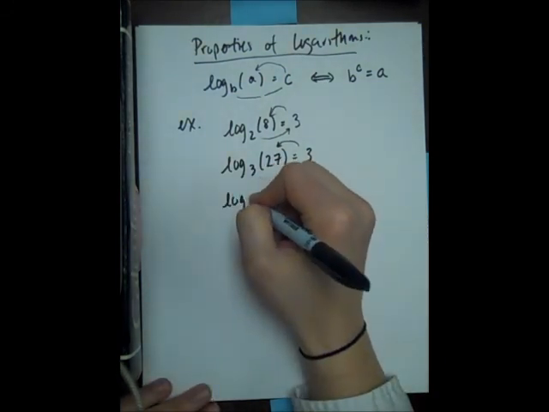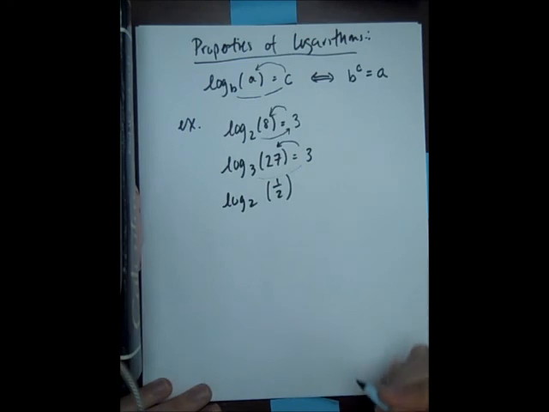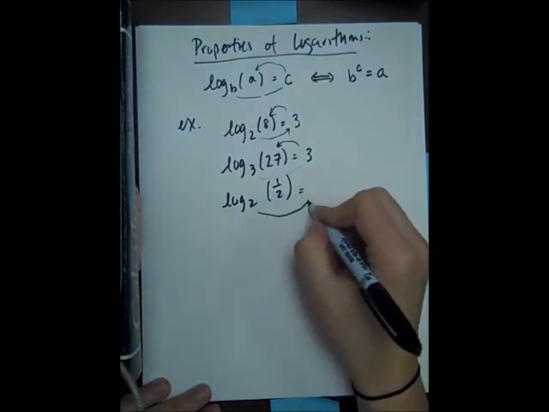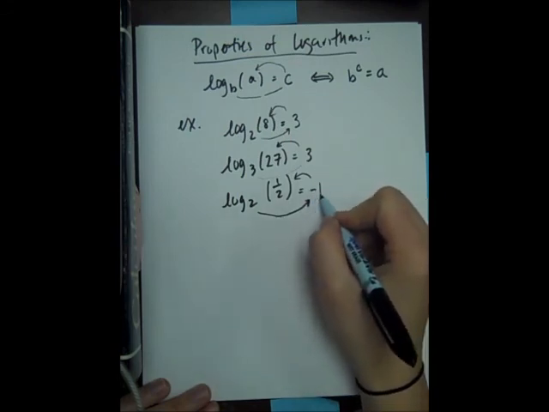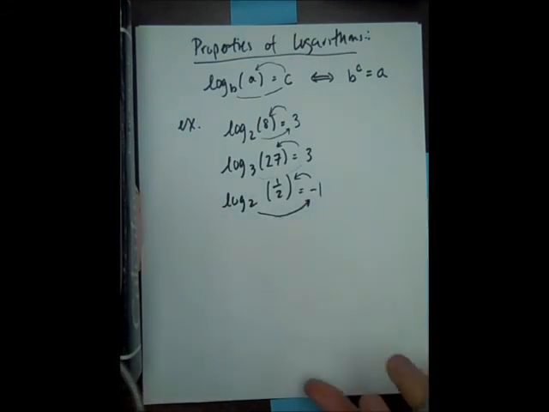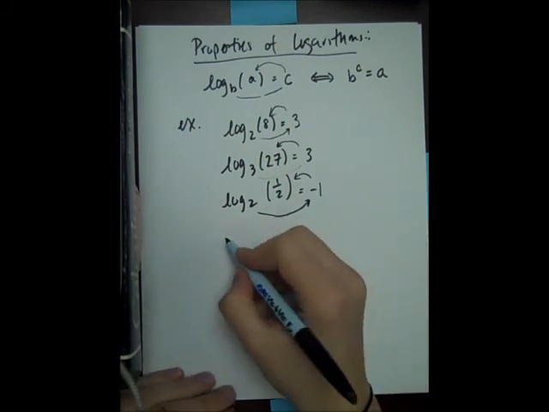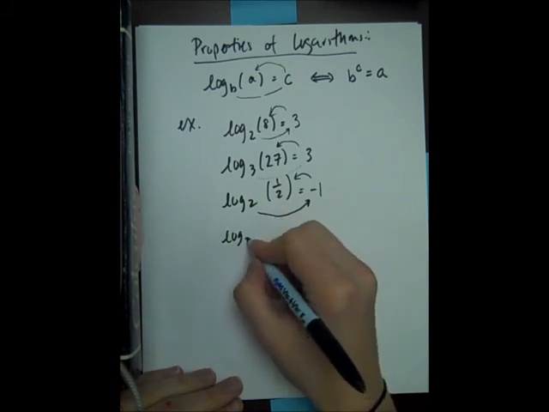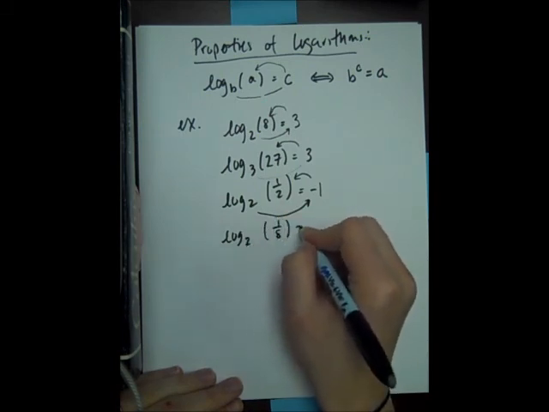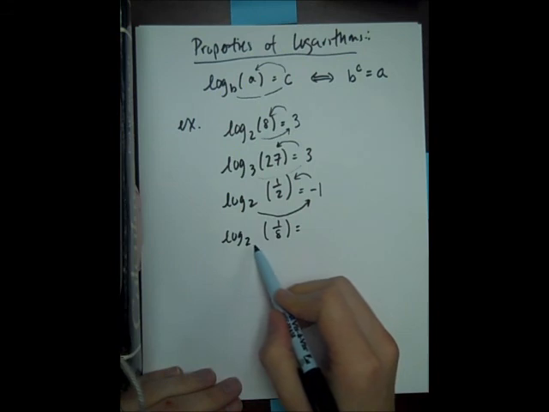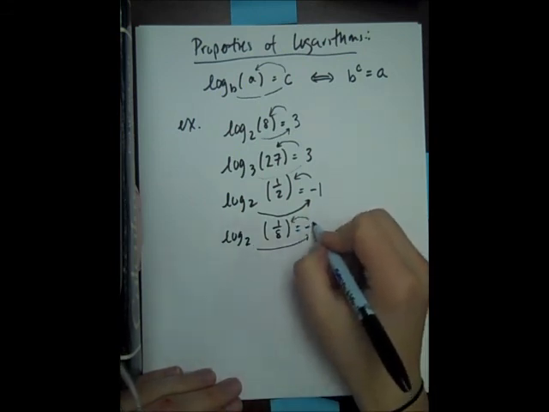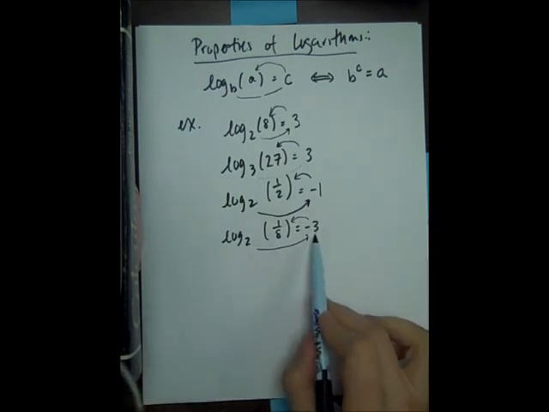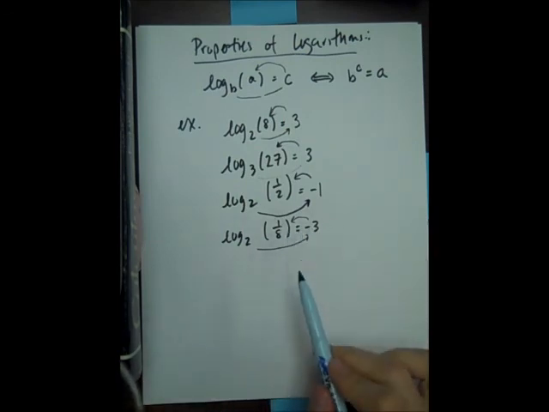What about log base 2 of 1/2? So this is saying 2 to what power is equal to 1/2? Well, 2 to the negative 1 is equal to 1/2. Remember, a negative exponent means to move it to the denominator and make the exponent positive. And then lastly, what about log base 2 of 1/8? So 2 to what power is equal to 1/8? Negative 3. Because 2 to the negative 3 would be 1 over 2 cubed, which is 1/8.